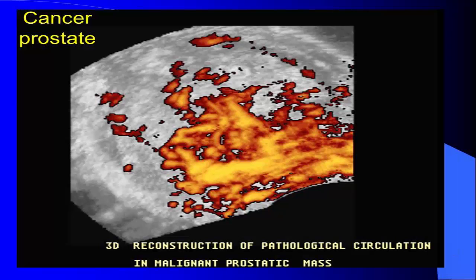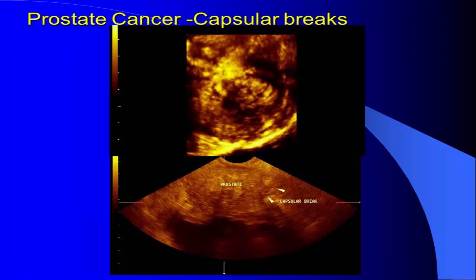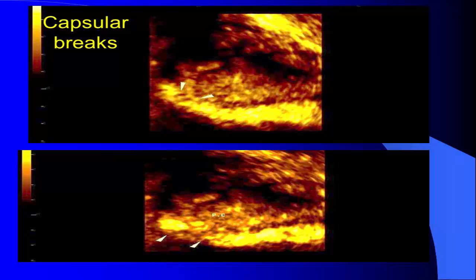Here is an image of 3D reconstruction of pathological circulation in a malignant prostatic mass. Here is a 3D reconstruction of prostate cancer with capsular breaks. Both the 3-dimensional image and the 2-dimensional image are seen together. Here is a 3D reconstruction of prostate cancer with areas of capsular breaks.